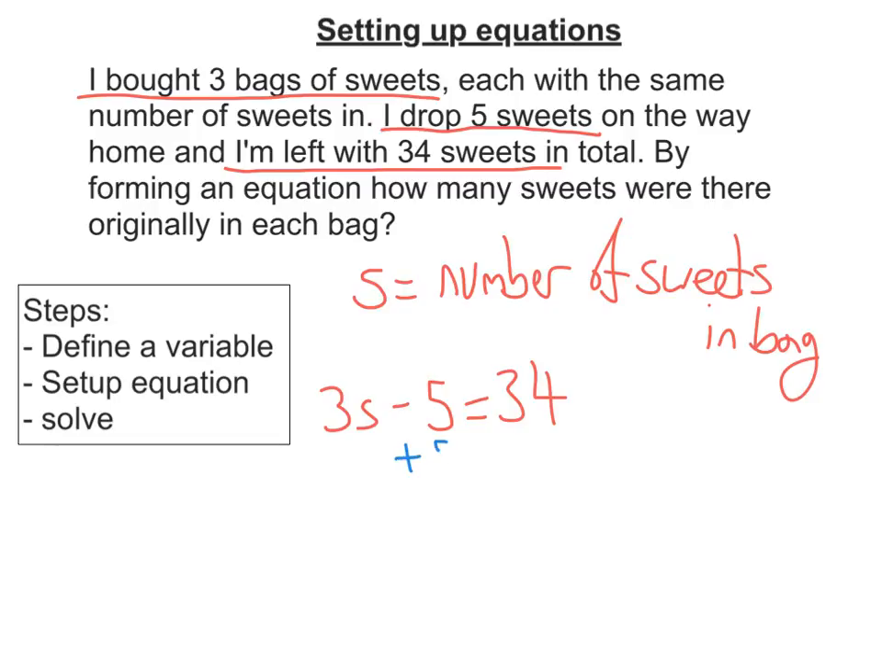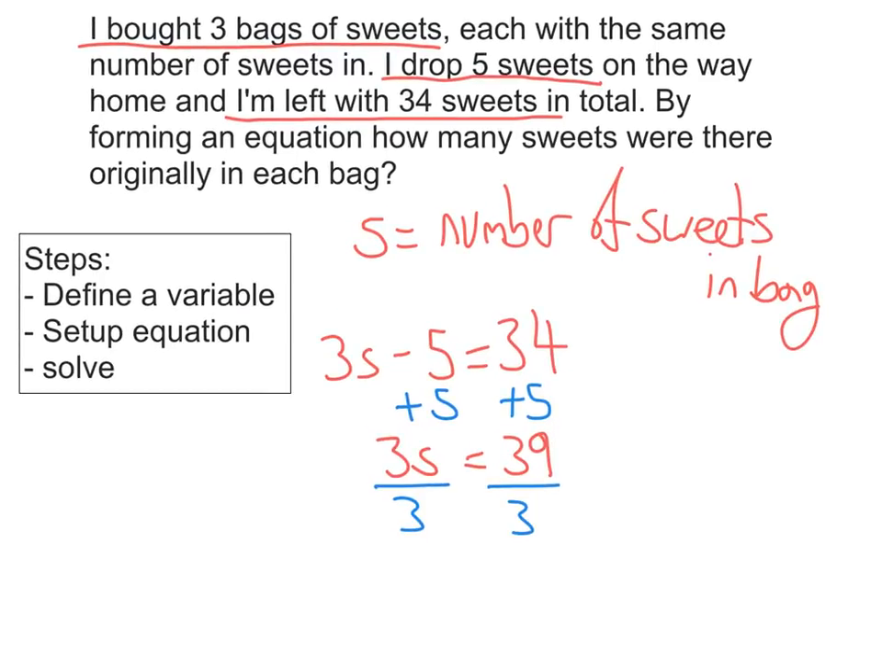Let's add 5 to both sides to only have one number term. So that gives me 3s is equal to 39. Well, that's great. I've got number terms on one side, letter terms on the other. So let's divide by the number in front of the letter, which in this case is 3. So what am I left with? Well, I've got s is equal to 13. So there were 13 sweets in each of the bags.